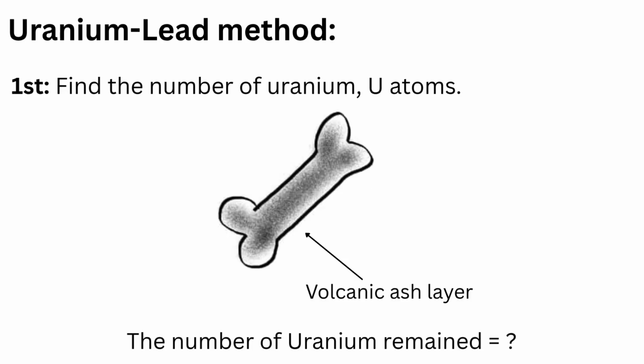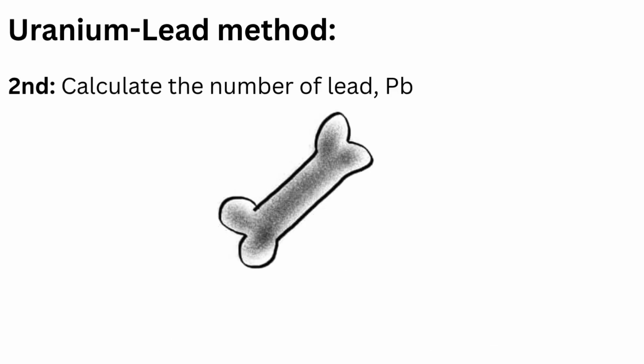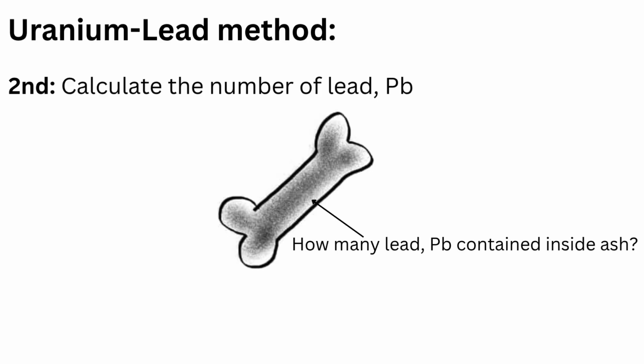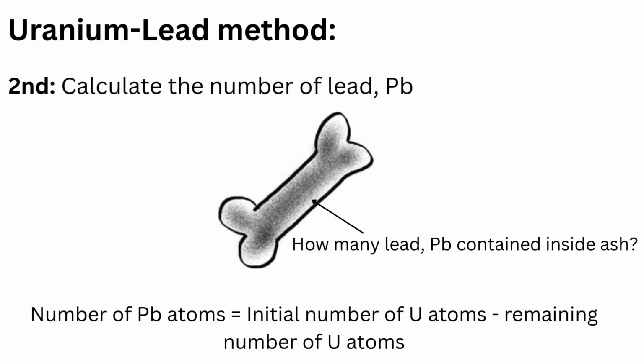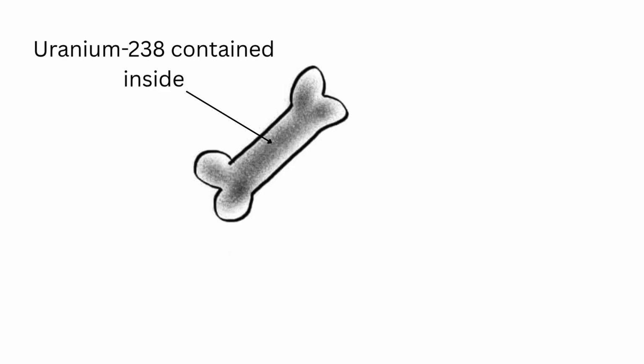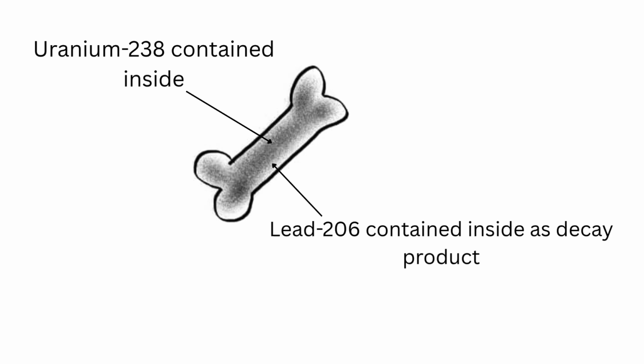First, they will find out the remaining number of uranium atoms in the ash layer that will be useful for the estimation. After they find out the number of uranium atoms remaining, they will use it to get the number of lead atoms contained in the ash layer by subtracting it from the initial number of uranium atoms. Now, let's say uranium-238 is contained inside the ash. Then scientists will recognize lead-206 as the product of decay, because lead-206 is the daughter atom of uranium-238 after decay happened.